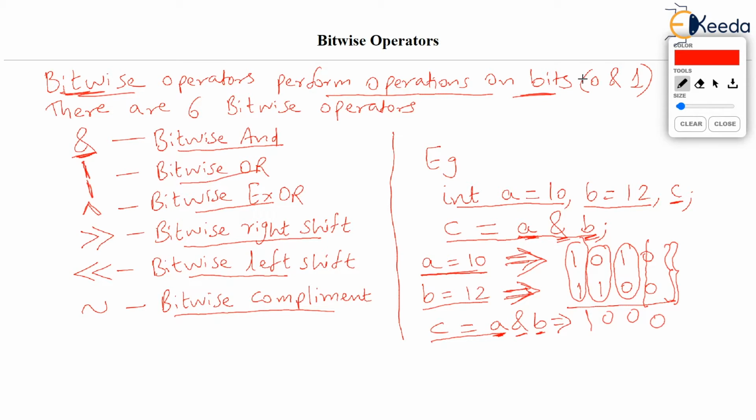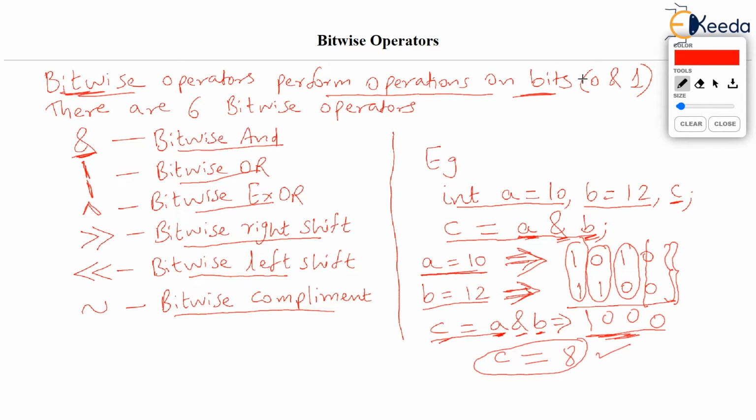So the result we have got is 1000. But that will not be the value of c, because this is in binary form. So what's the value of c really? c is 8, because 1000 in decimal is 8.